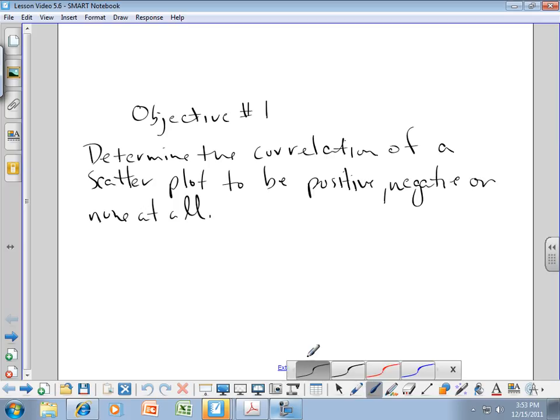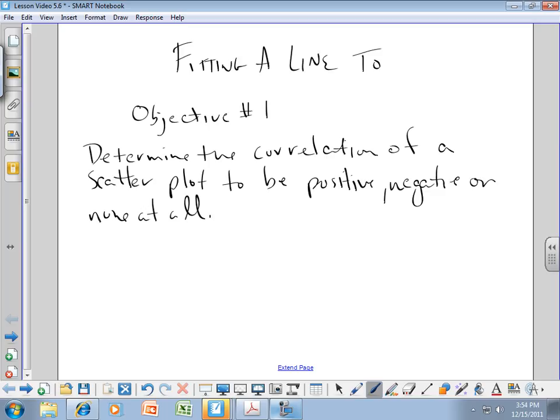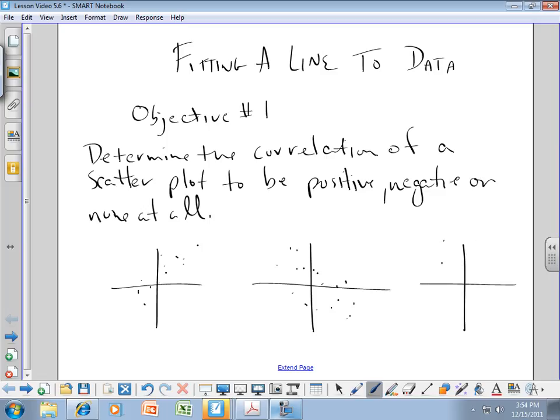Bauer, and today we're going to talk about fitting a line to data. Okay? Fitting a line to data. Well, in order to do this, we're going to have to understand a little bit about scatter plots. A scatter plot is nothing more than a graph with a bunch of ordered pairs on it. And I'm going to just draw a couple different ones. I'm just making points. These are just examples of scatter plots.